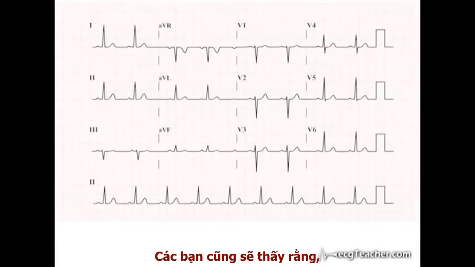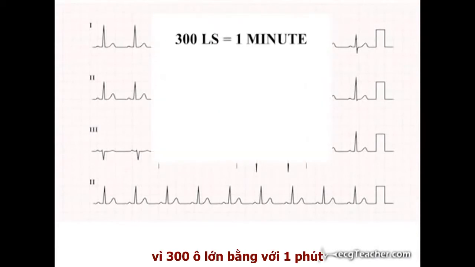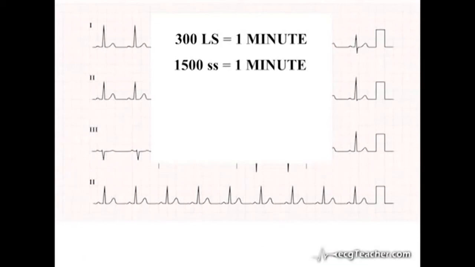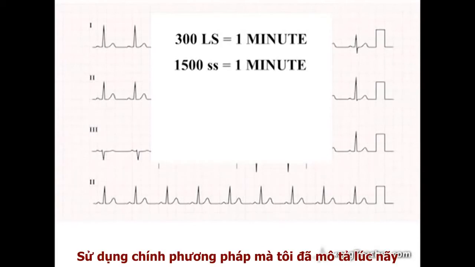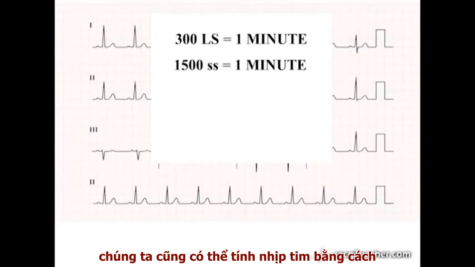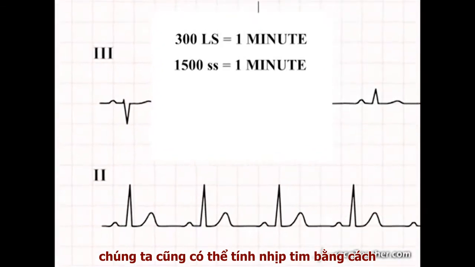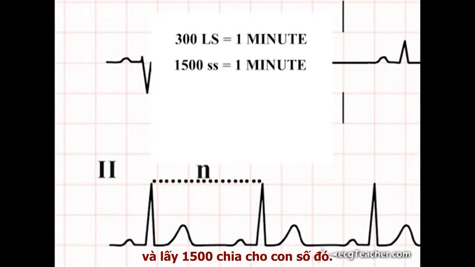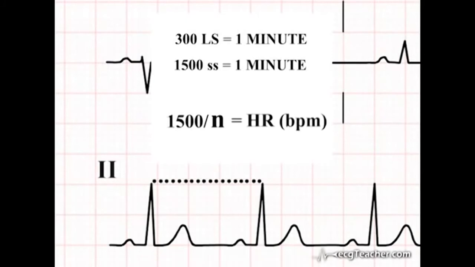You will also appreciate that as 300 large squares equates to 1 minute, and as there are 5 small squares in each large square, 1500 small squares also equates to 1 minute. Using exactly the same logic as before, therefore, we can also calculate the heart rate by counting the number of small squares between 2 consecutive R waves and dividing this number into 1500.